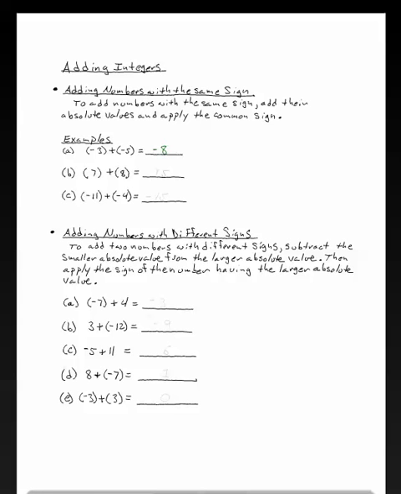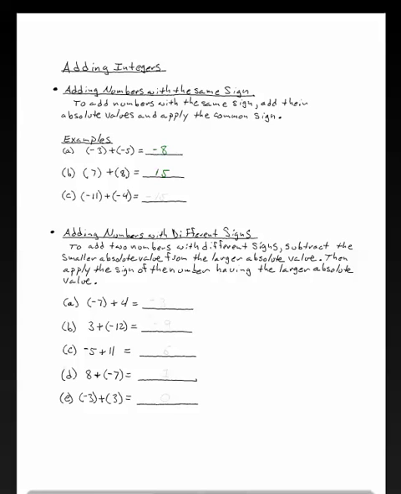Example B says 7 plus 8. Well, 7 and 8 are both positive, so we know we're going to add and apply the common sign. 7 plus 8 is 15. And since 7 and 8 are both positive, our 15 should be positive.